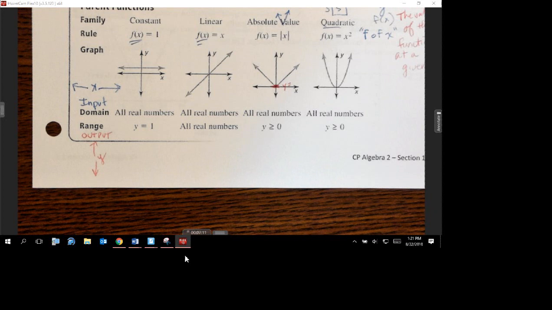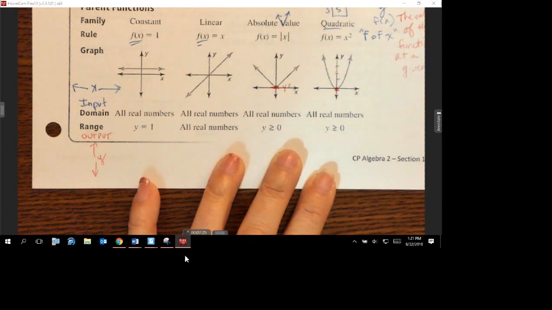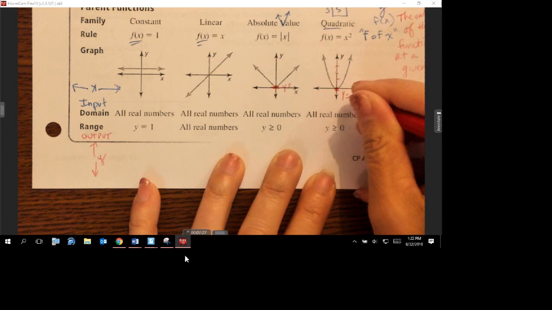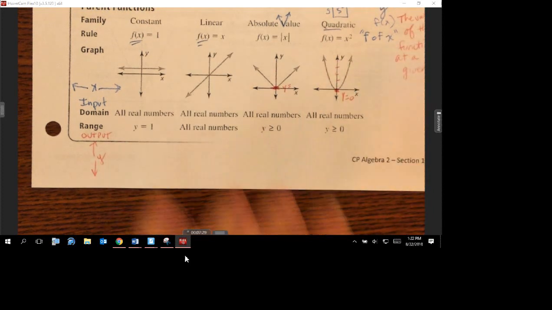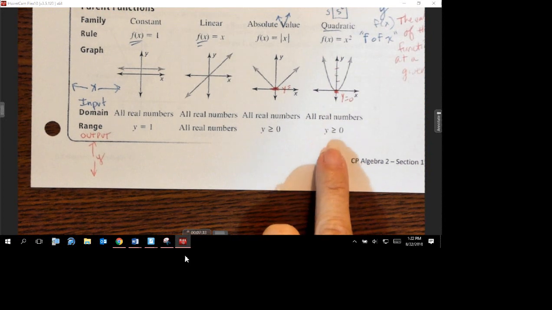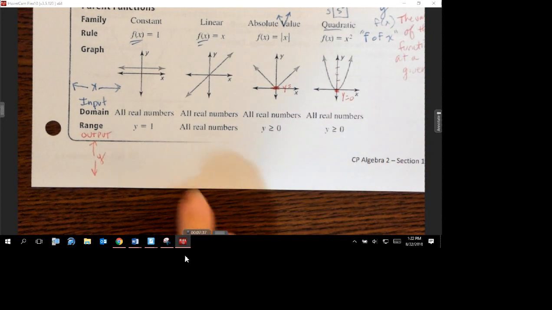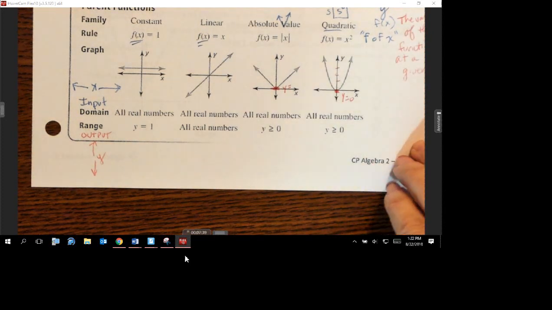And then my quadratic, my U shape, how far to the left does it go? How far to the right does it go? All real numbers. How far down does it go? We're looking at the y values. What's the lowest y value? 0. And then from there, it goes up and up and up. So y is greater than or equal to 0. So that's how we're going to write our domain and range. That's one big thing that we're practicing today.